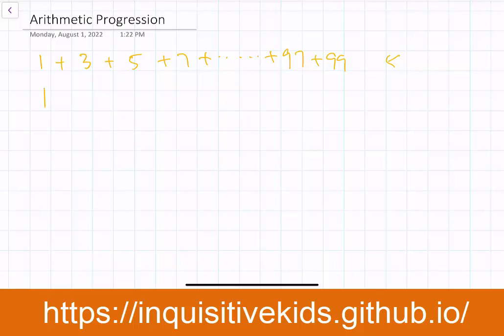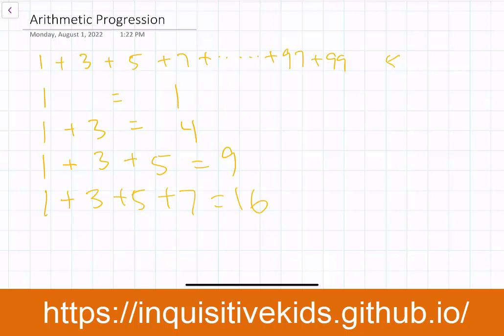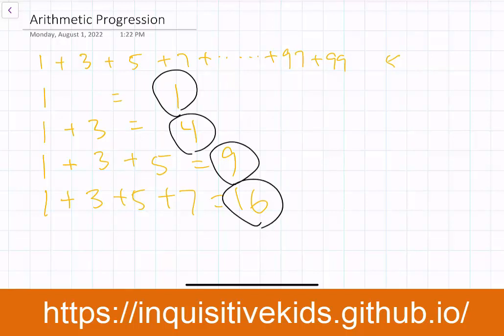If we only have 1, the sum is 1. If we have 1 and 3, the sum is 4. If we have 1 plus 3 plus 5, the sum is 9. And if we have 1 plus 3 plus 5 plus 7, the sum is 16. So what can you notice? What pattern can you find out of these sums? We can see that these sums are all perfect square numbers.